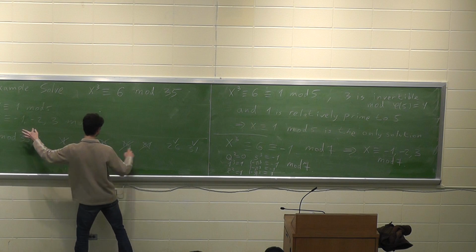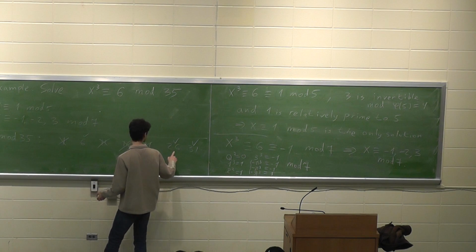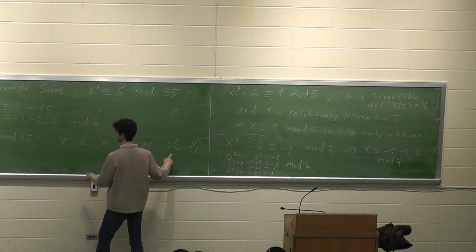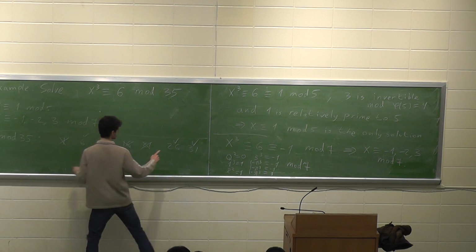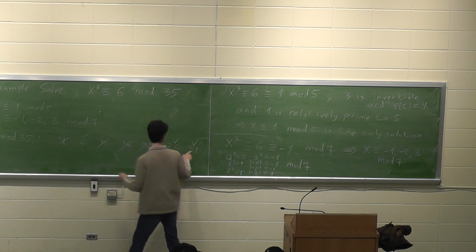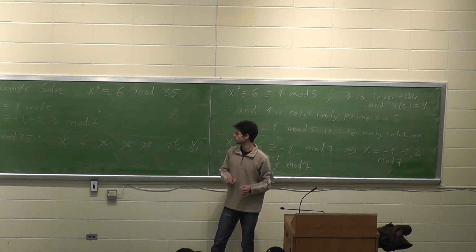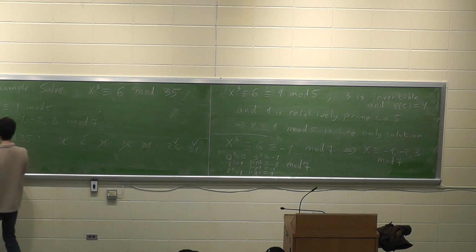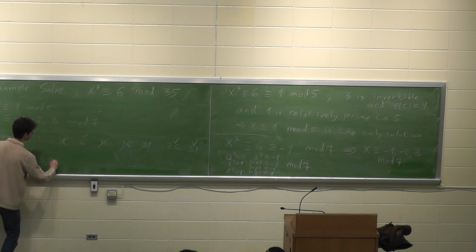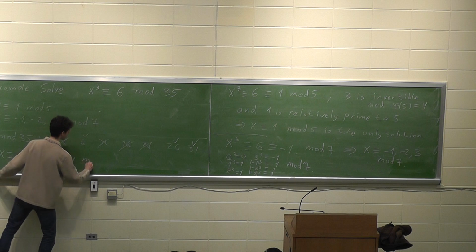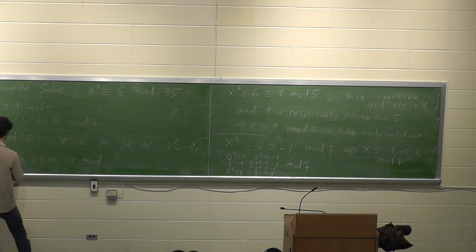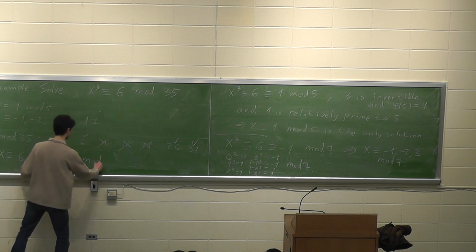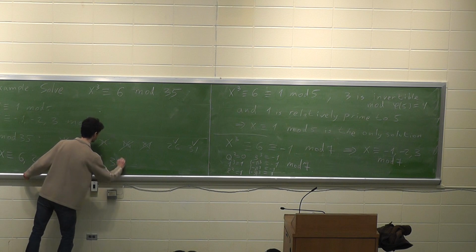Okay, so we have the following pairs. 6, 1 minus 1 gives 0. 26, 1 minus 2 gives 0. And 31, 1 and 3. So here are the solutions. So x is congruent to 6, 26, or 31 modulo 35.